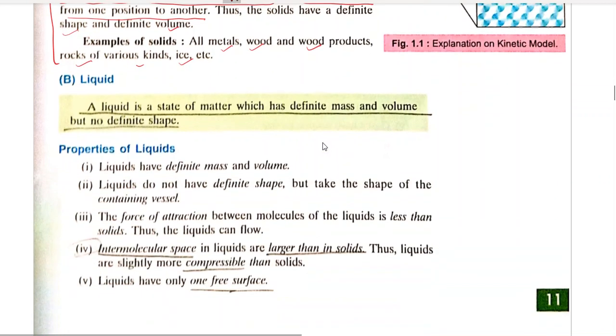Then there was liquid. Liquid has definite mass and volume but no definite shape. It takes the shape of the vessel in which it is kept. The force of attraction is there but less than solid and more than gases. Intermolecular spaces are large, larger than solids but less than gases. Liquids are slightly compressible, while solids are not compressible. Liquids have only one free surface, that is the upper surface.